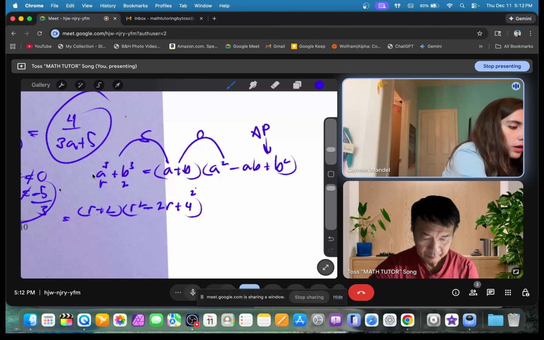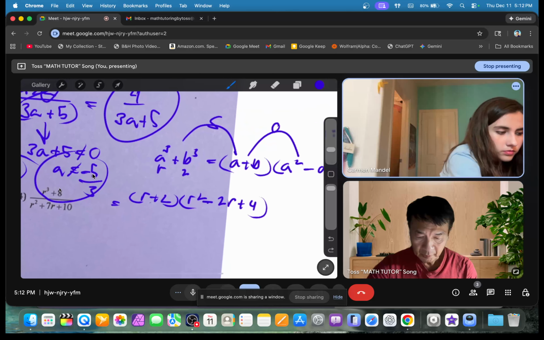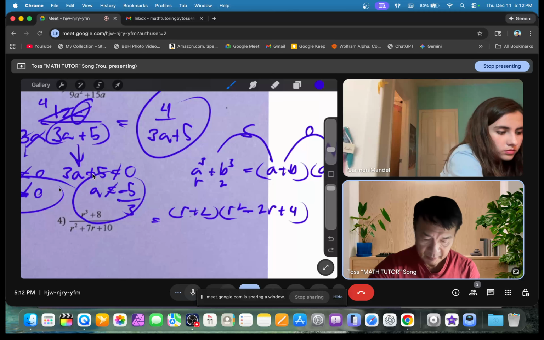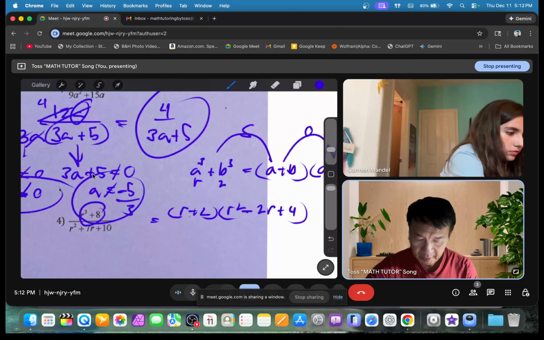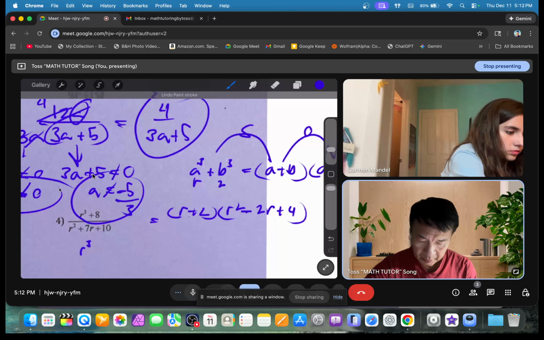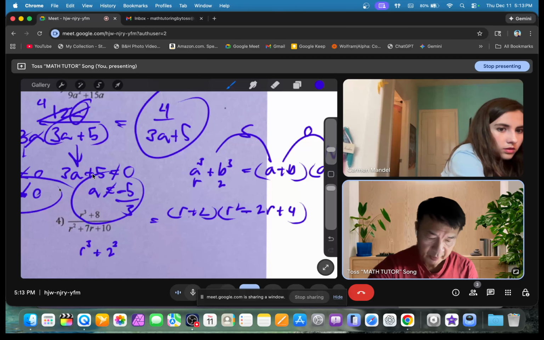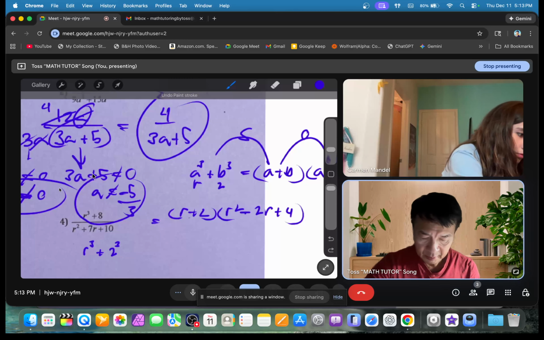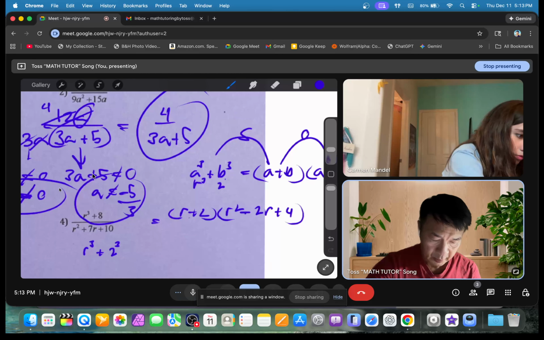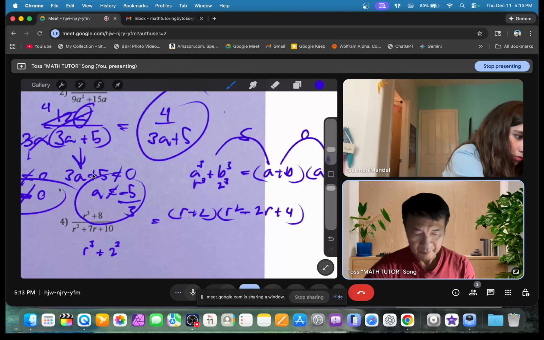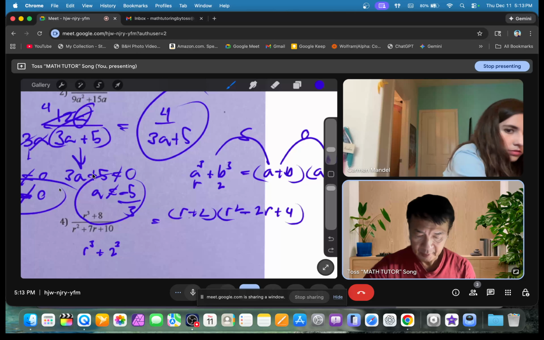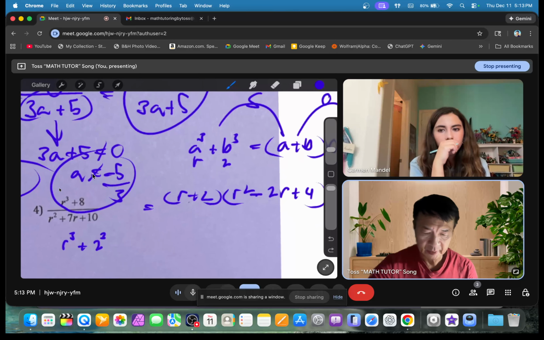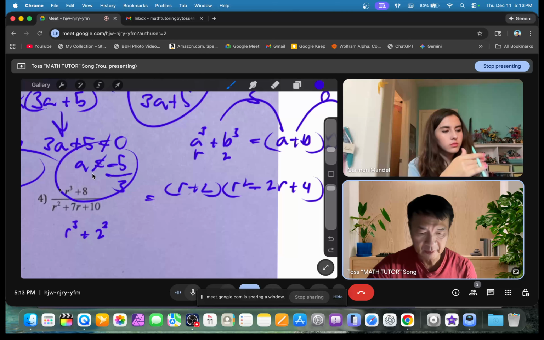Why would it be 2 rather than 8? Okay, let me rewrite it. Good question. I skipped a little bit of a step. If you were to rewrite this, it'll be r cubed plus 2 cubed. You see how you have to write it into the cube. That's why your A is r and your B is going to be 2. You rewrite them in your A cubed, B cubed form, and then you know your base is 2 for B.